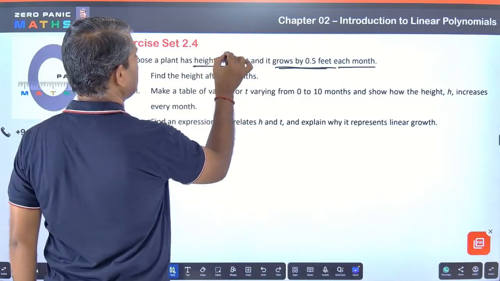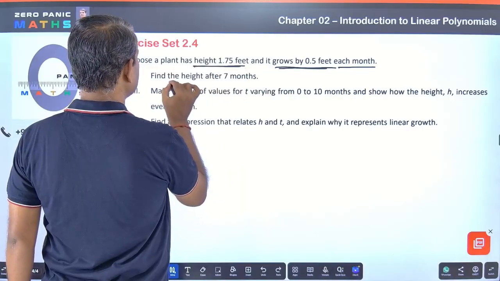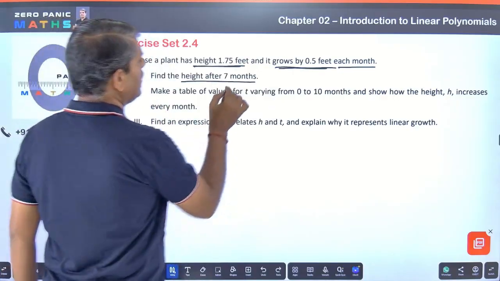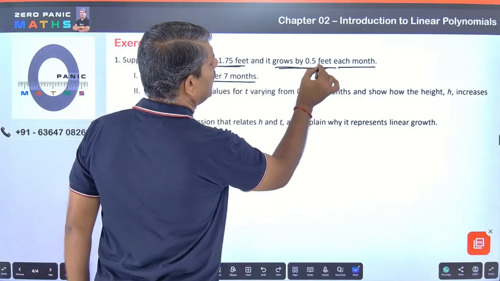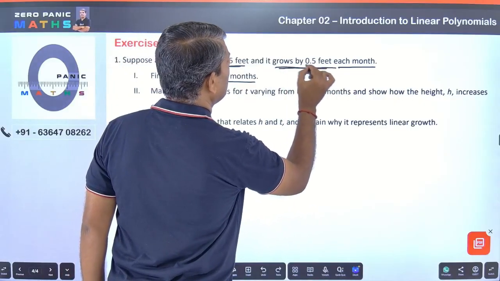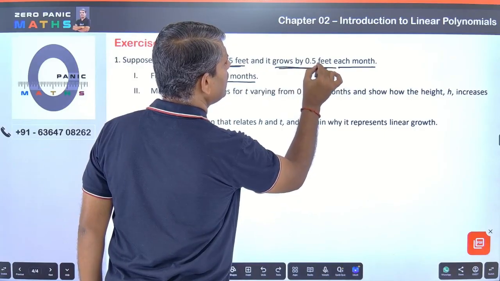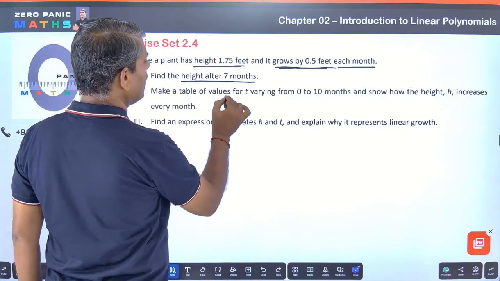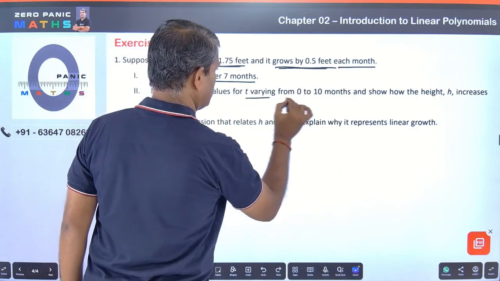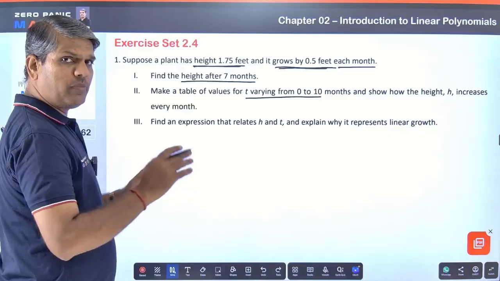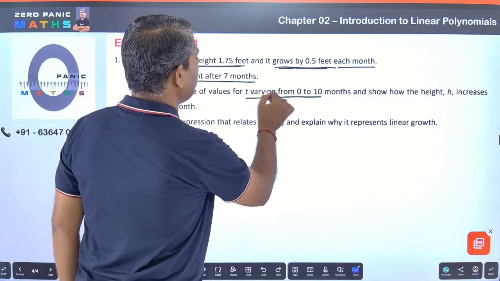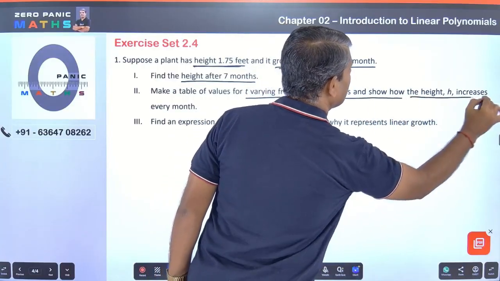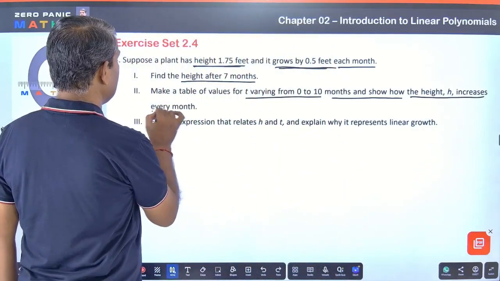So initially it is 1.75 feet. We need to find out the height after 7 months. The first sub-question: we need to find the height after 7 months using the 0.5 increase. It grows 0.5 feet every month. The second question is to make a table of values for t varying from 0 to 10 months and show how the height h increases every month.